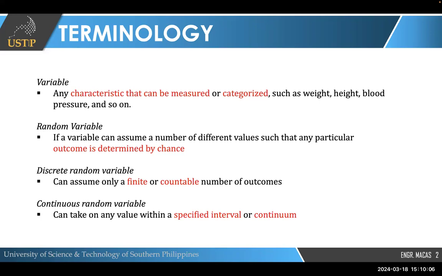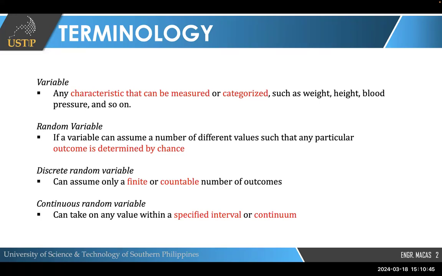So we have variable. The term variable is basically any characteristic that can be measured or categorized, such as weight, height, blood pressure, and so on. Under a variable, we also have what we call a random variable. The more we discuss probability distribution, the more you will encounter the term random variable. It's basically a variable, but its definition is that it can assume a number of different values such that any particular outcome is determined by chance. So there is an element of chance in your random variable.